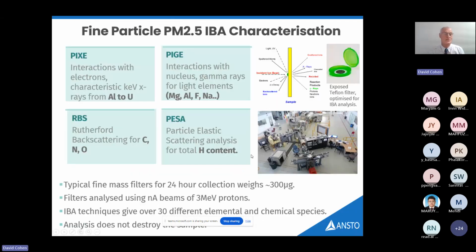And I've already talked about the 4 techniques. I won't go through this again. I'll just show you here. This is our accelerator. It's a 2 million volt accelerator. Here's our sample for doing air pollution studies up in the top right-hand corner.